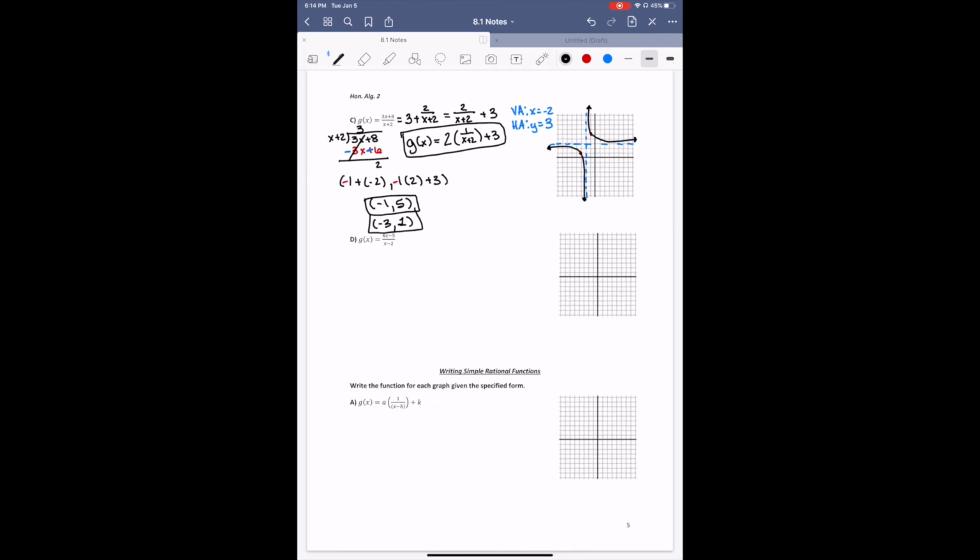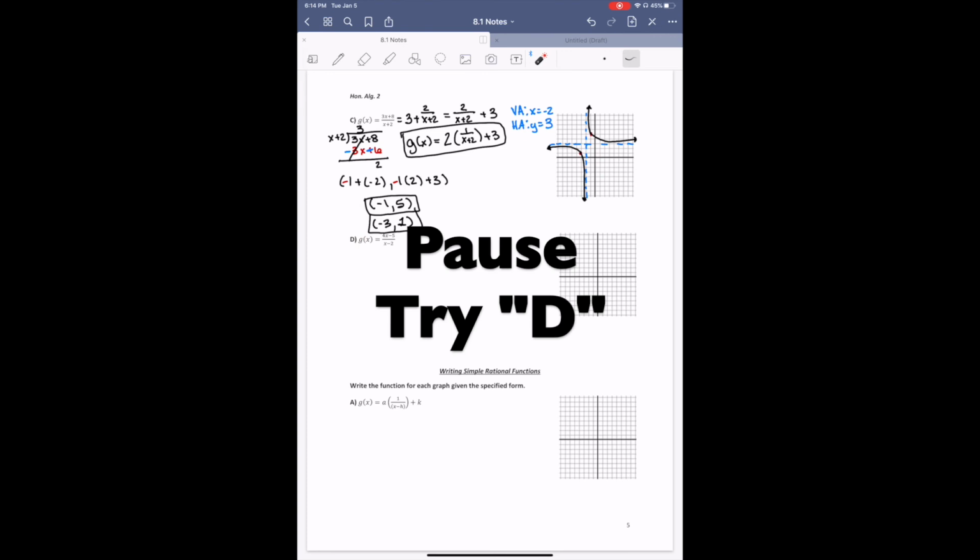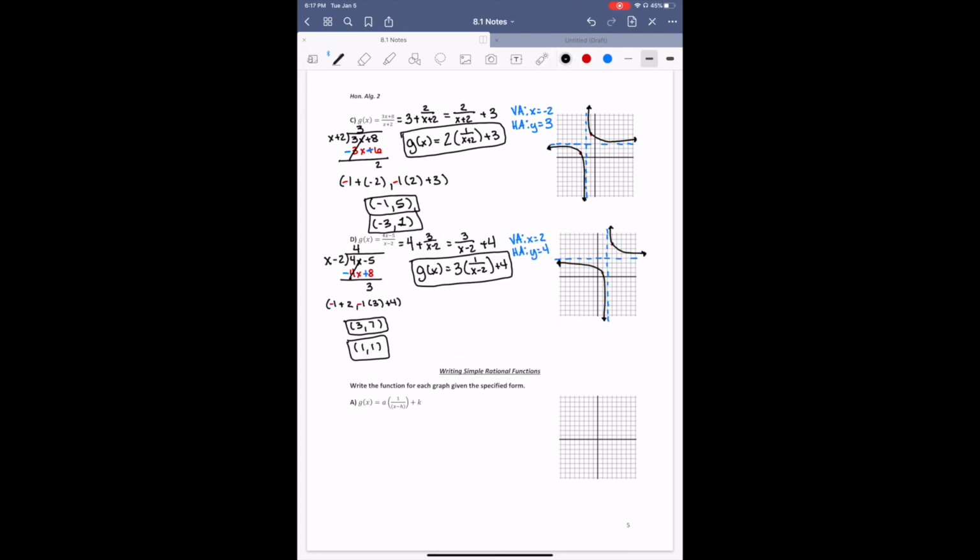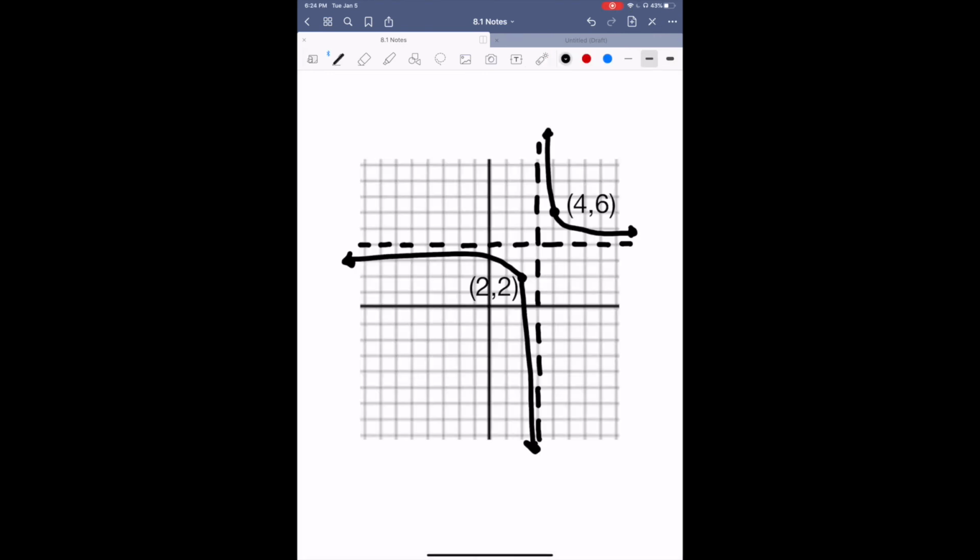All right, hit the pause button. Go ahead and try D. Now for this next part, your graph should have the asymptotes and the coordinate points already plotted for you. However, I missed that on your notes. I apologize. So go ahead and hit pause really quick. Copy this graph down so that we can talk about how to write the equation given a graph.